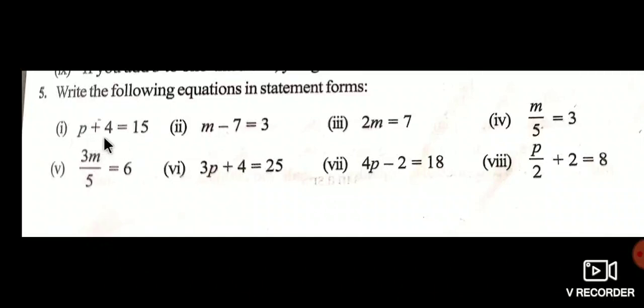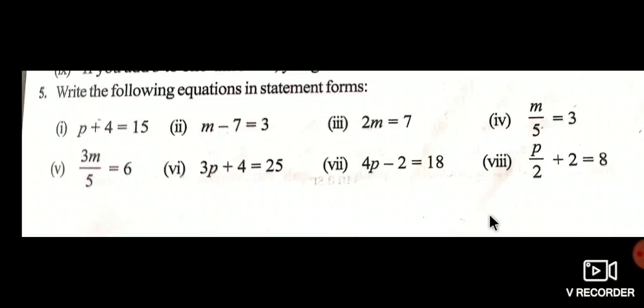First, p plus 4 is equal to 15. Second, m minus 7 is equal to 3. Third, 2m is equal to 7, that is 2 times of m. Next, m by 5 is equal to 3. Next, 3m by 5 is equal to 6. The sixth one, 3p plus 4 is equal to 25. The seventh, 4p minus 2 is equal to 18. And the last one, p by 2 plus 2 is equal to 18. So for these, we should write the statement.